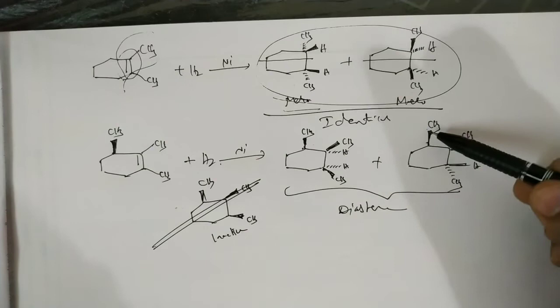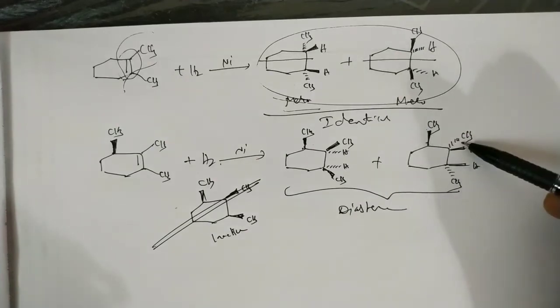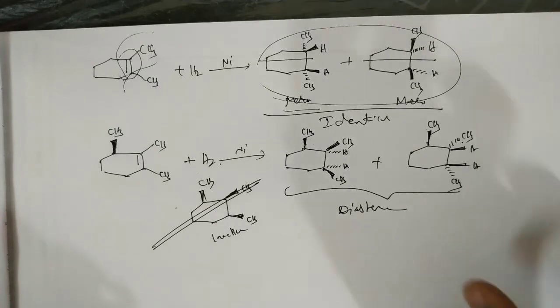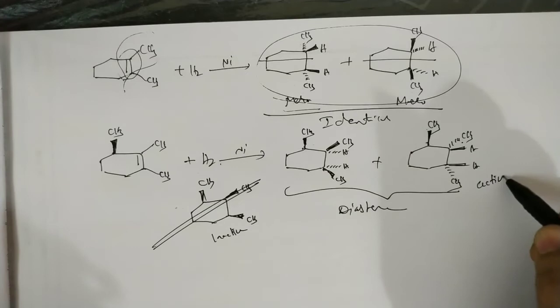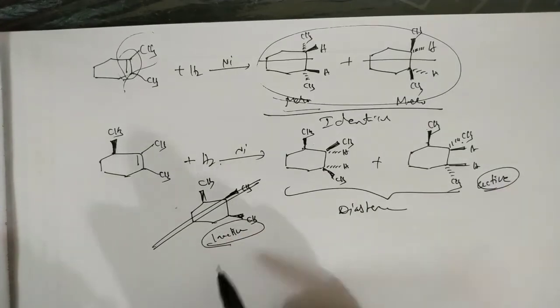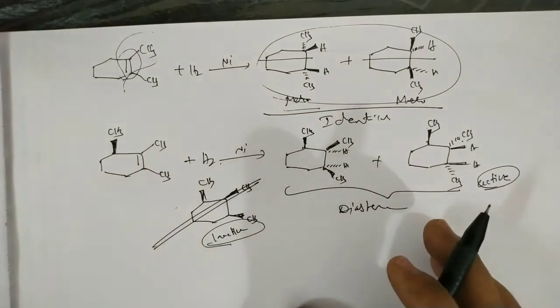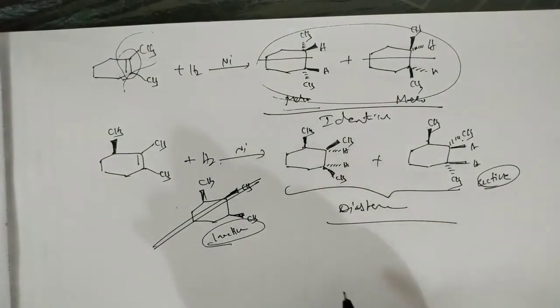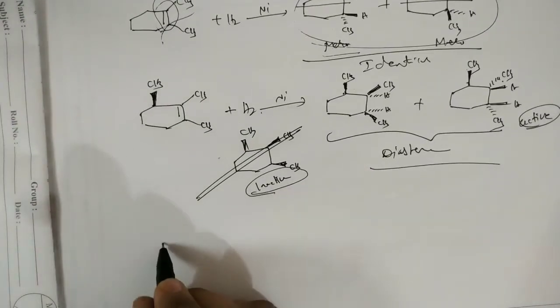Okay, but in this case, this one is above the plane, this one is below the plane, and this one is below the plane. So for this molecule, a plane of symmetry is not possible. So this compound is an optically active compound and the other compound is optically inactive. But the relation between these two compounds is the diastereomeric relationship. Okay, that's it. Here, one more example we will discuss.